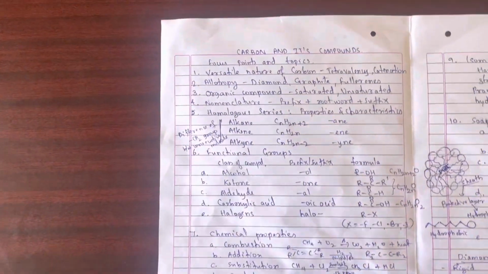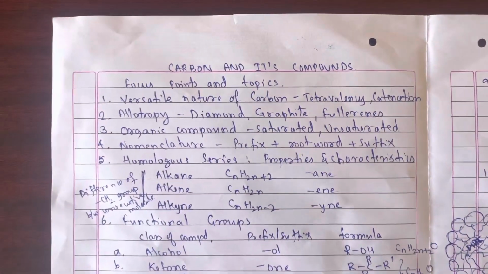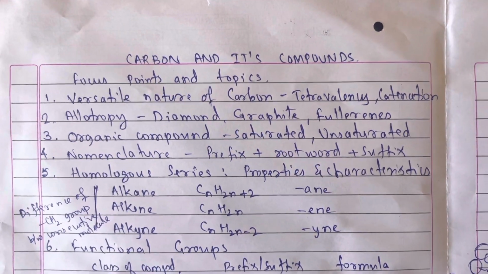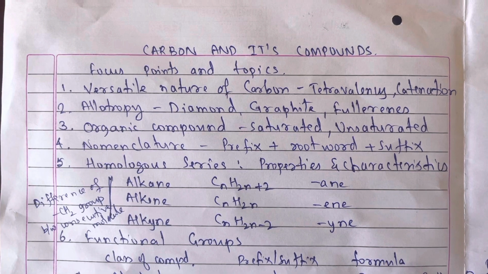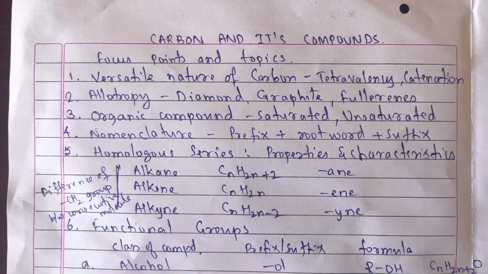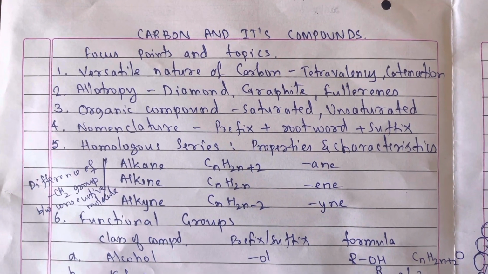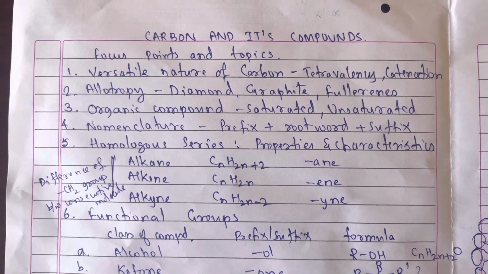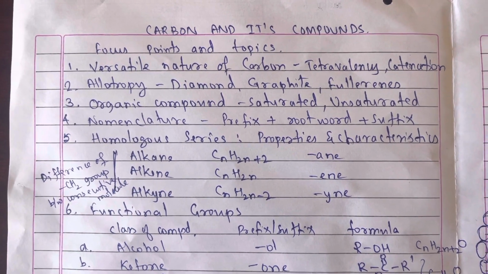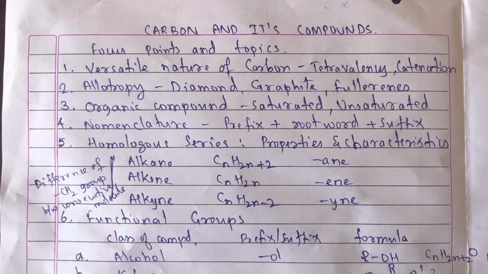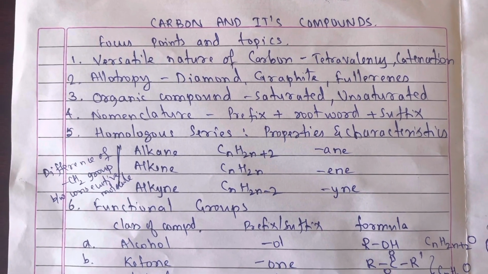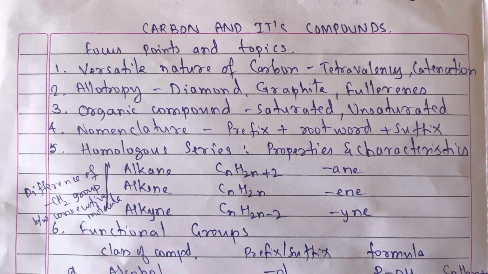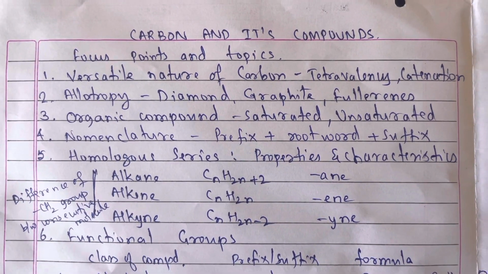Today we are going to start the final chapter for your board examination preparation, that is carbon and its compounds. First, remember, this particular material will be only useful if you have already covered the chapter from the textbook as well as from the notes or reference books, and this is only for the revision purpose. Don't completely depend on these materials directly. The first one, versatile nature of carbon.